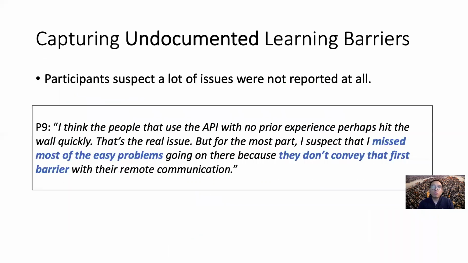Even though some issues were reported online, participants suspected many user mistakes were not reported at all, which we call undocumented learning barriers. P9 said, "I think the people that use this API with no prior experience perhaps hit the wall quickly. That's a real issue. But for the most part, I suspect that I missed most of the easy problems going on there because they don't convey the first barrier with their remote communication."